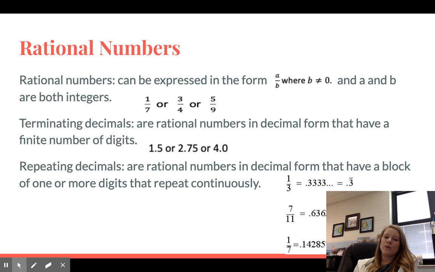And then we look at 1/7 right here, okay? And look at this pattern. We've got 0.142857, and then it starts over, 142857. So that is a long repeating decimal, but it's still repeating, which makes it a rational number.